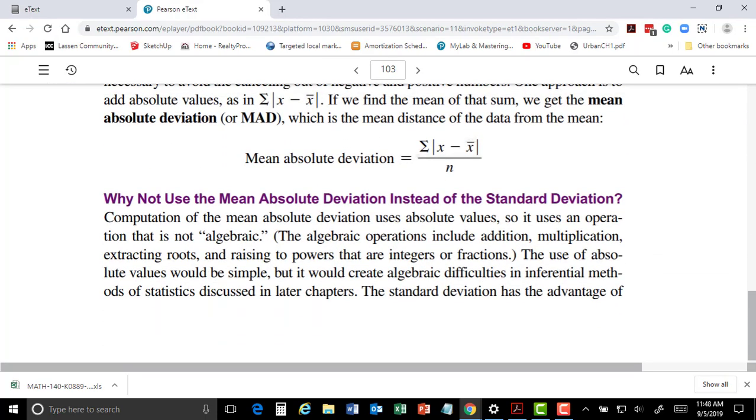Don't worry about this. Instead of square root, they're taking the absolute value. So notice that we don't have a square root anymore.